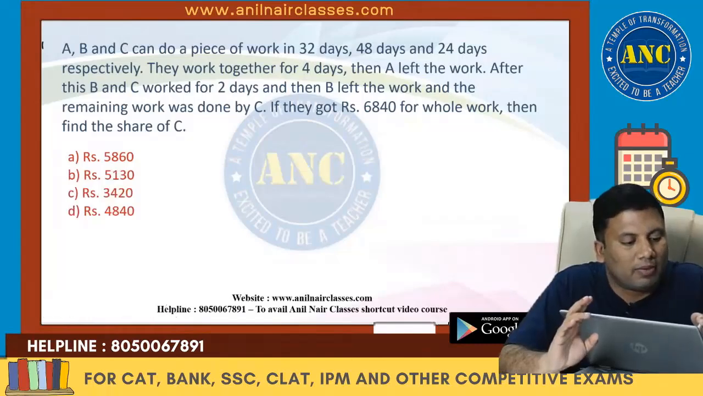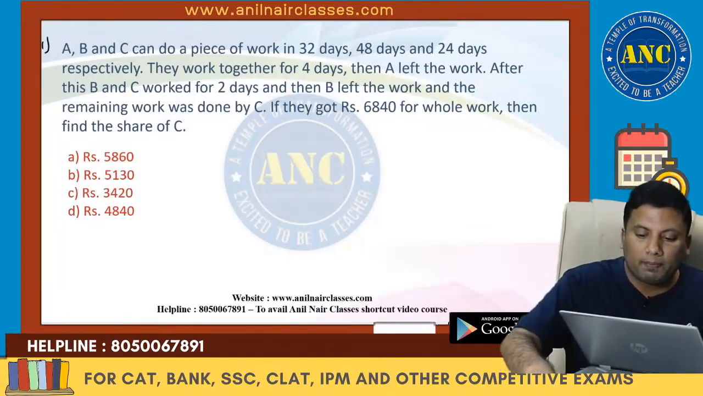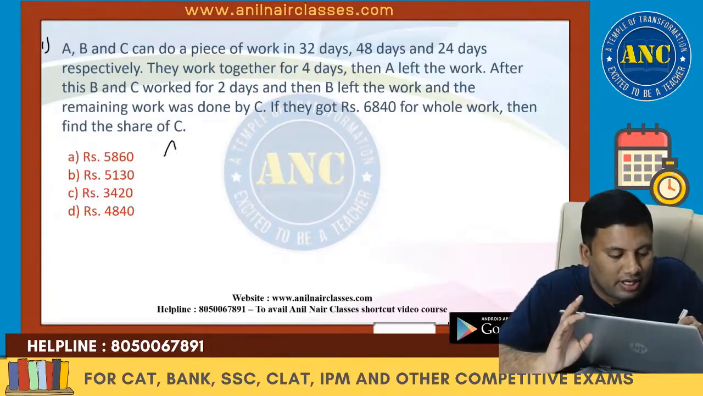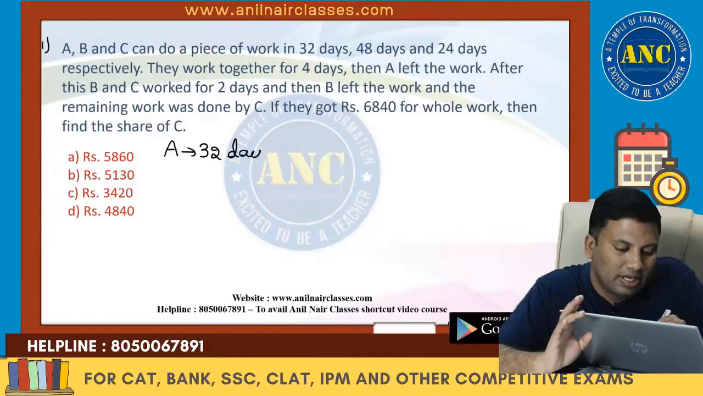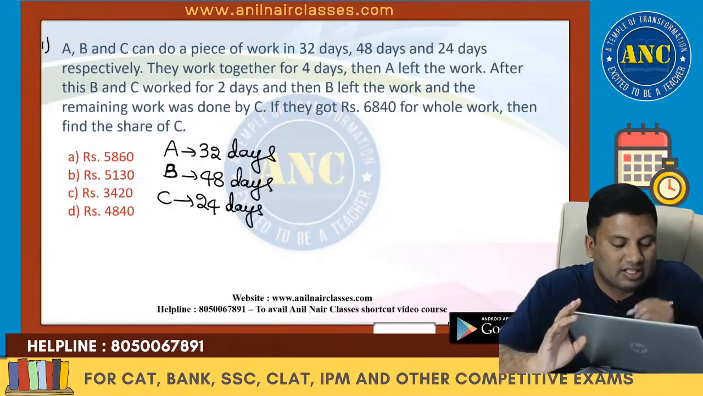Let us go one by one. A, B and C can do a piece of work in 32 days. A alone can complete a work in 32 days. B alone can complete a work in 48 days. C alone can complete a work in 24 days. All are based on the wages related concept.